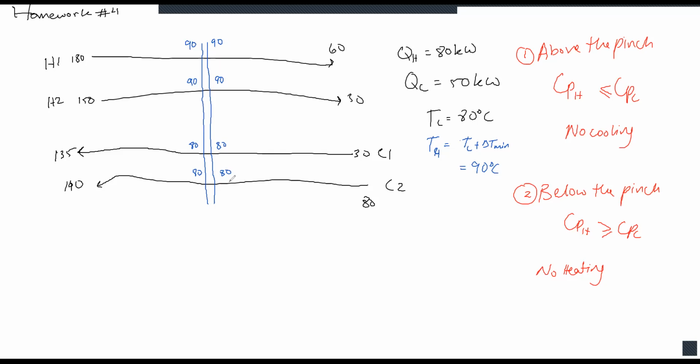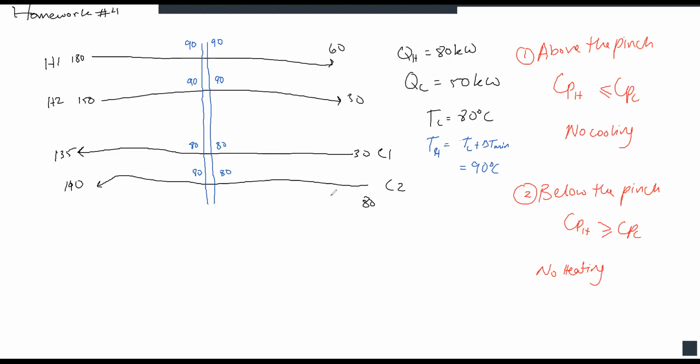And then the third step would be to refine this diagram. Let's have a look here. 60 to 90, 90 to 180 makes sense. 30 to 90, 90 to 150 makes sense. 30 to 80, 80 to 135, okay. 80 to 80, 80 to 140.